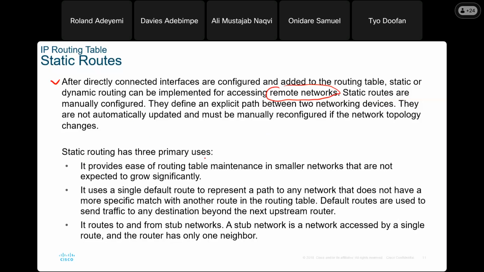So static routing has three primary uses. Number one, it provides ease of routing table maintenance in smaller networks that are not expected to grow significantly. I just told you that. Number two, it uses a single default route to represent a path to any network that does not have a specific match with another route in the routing table. What is this one all about?